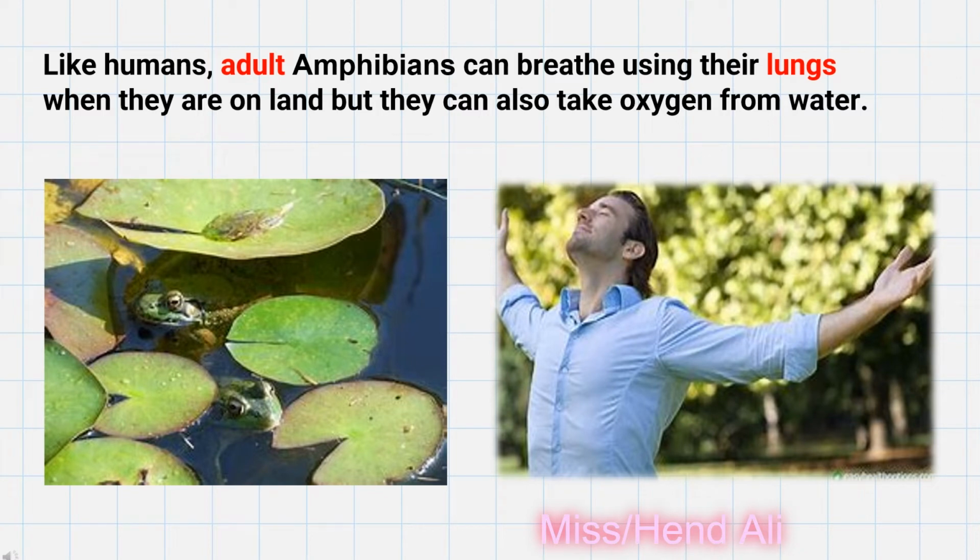Like humans, adult amphibians can breathe using their lungs when they are on land, but they can also take oxygen from water, so they can do both. They take oxygen from air by using their lungs, and they can take oxygen from water. They can do both.